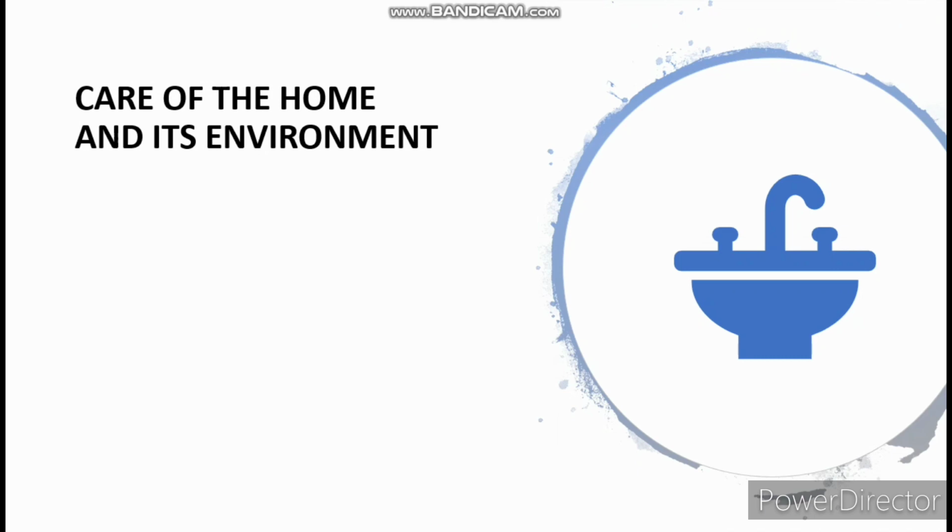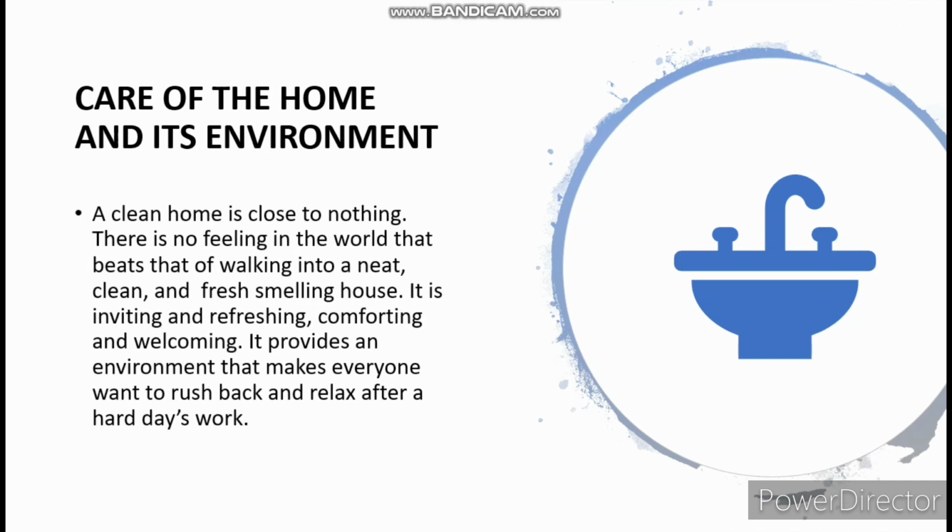Care of the home and its environments. A clean home is close to nothing. That is, there's nothing you can compare having a very good clean home. There is no feeling in the world that beats that of walking into a neat, clean, and fresh smelling house. It is inviting and refreshing, comforting and welcoming.